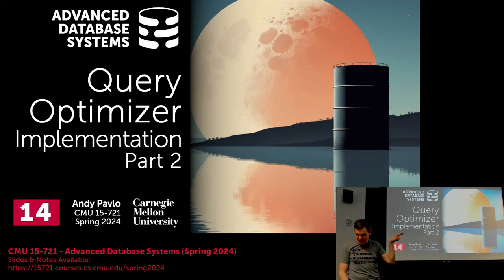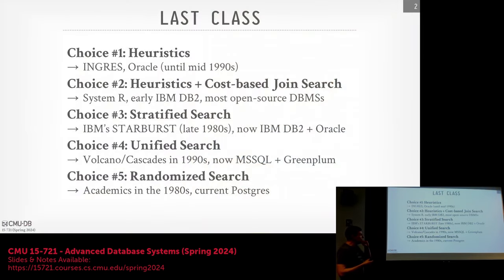Databases, query optimization. All right, so last class, we didn't get through everything. We'll go over this again. I'll go a bit slower than maybe we did last time. Just walk through what Cascades is doing, and then we'll finish up with randomized search before we jump into what today's paper is about.